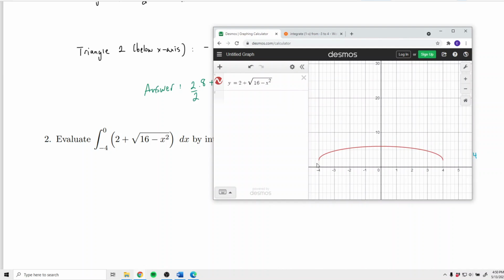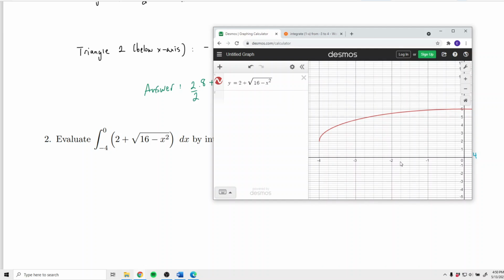So if I bring this back over here, what you'll notice is that the x values our circle goes from are -4 to 4. Half of that, so just from -4 to 0, is the part we care about. Well, if this is half of a circle, then what we're doing is the area of a quarter of a circle.